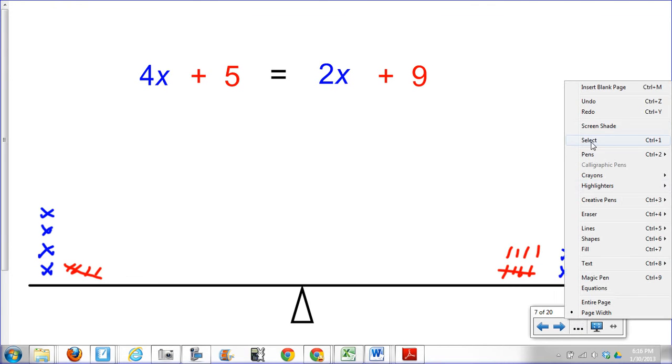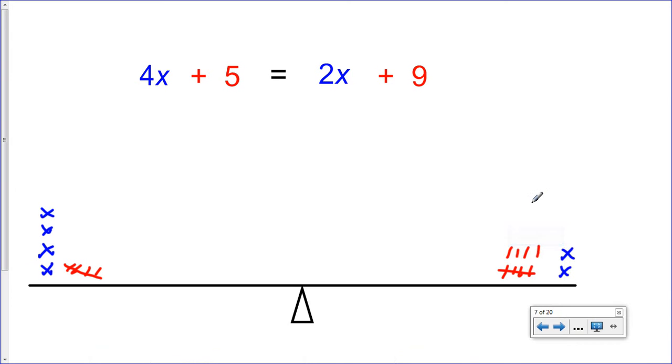We introduced two negative x's over here, but we also had to introduce two negative x's on the left side to be fair. Because after all, this is a scale, it must stay balanced. And so basically what we have done here is we have added negative 2x to both sides of this equation.